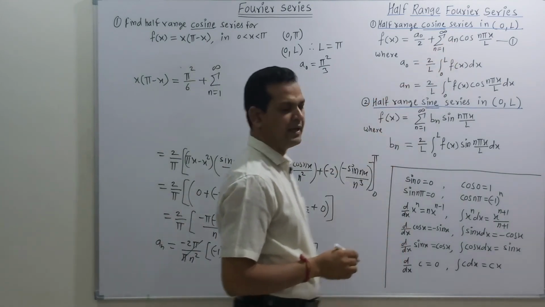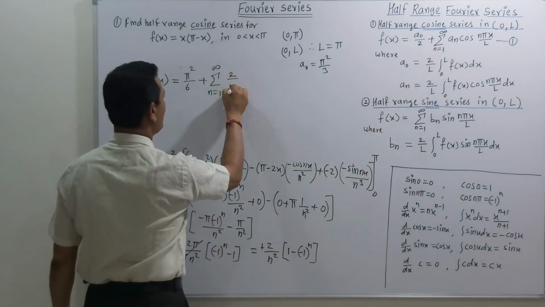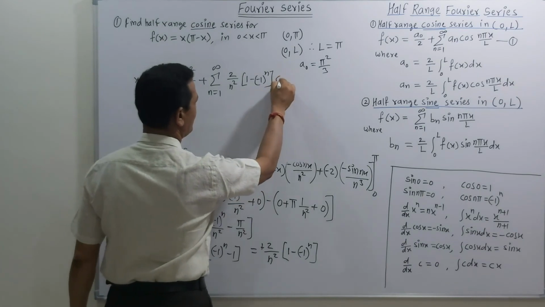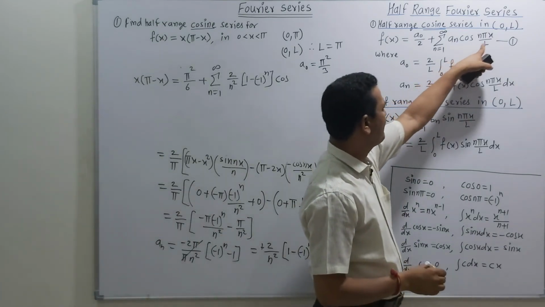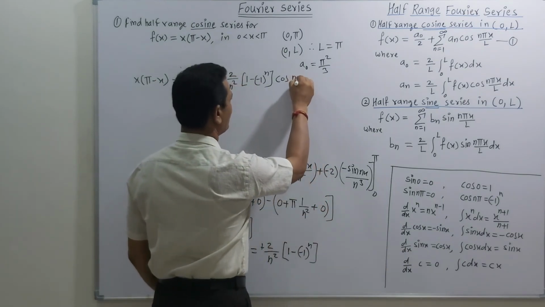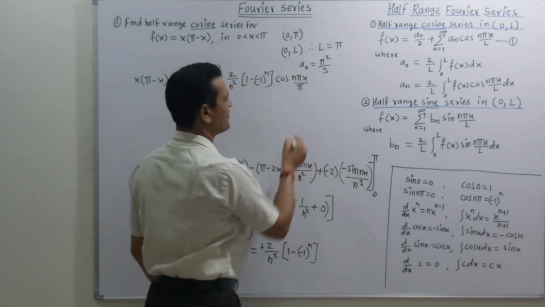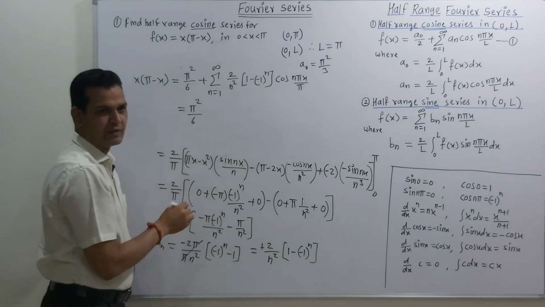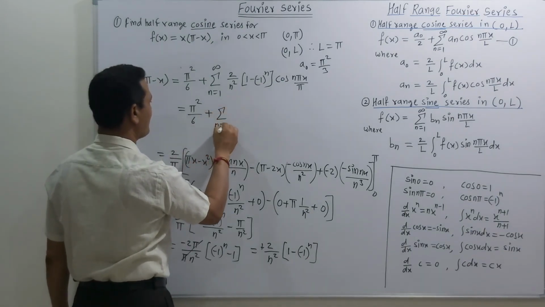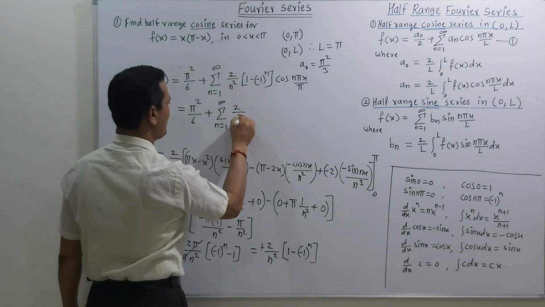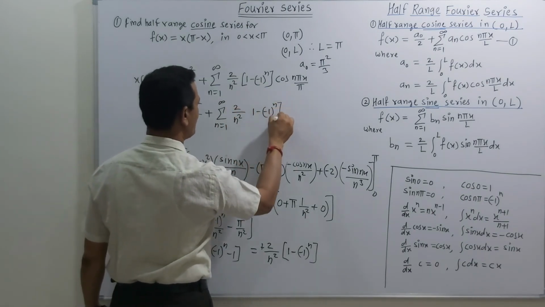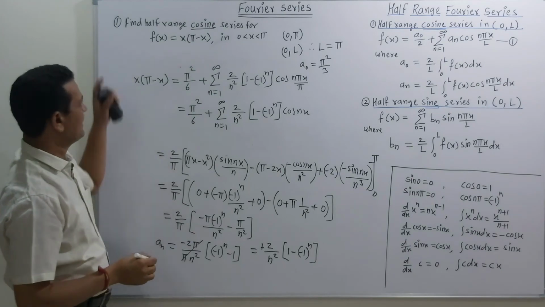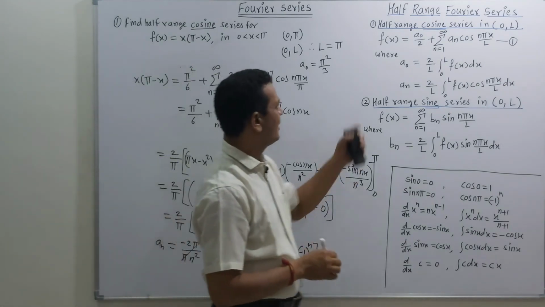Now put the value of an. So value of an is 2 upon, this is n square, and then 1 minus 1 raised to n into, this is cos of n pi x upon L. So we can write this as cos of n pi x upon, value of L is pi. So this pi will get cancelled, and finally we reach the answer pi square upon 6 plus summation from n is equal to 1 to infinity 2 upon n square 1 minus 1 raised to n into cos of nx. So in this way we can easily calculate the answer for the question for the half range cosine series.